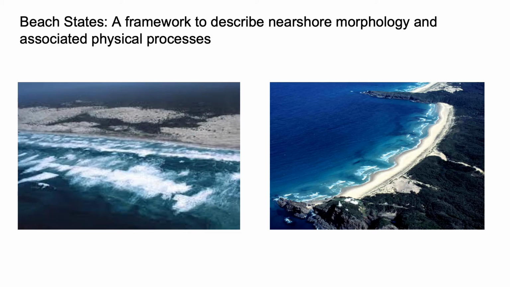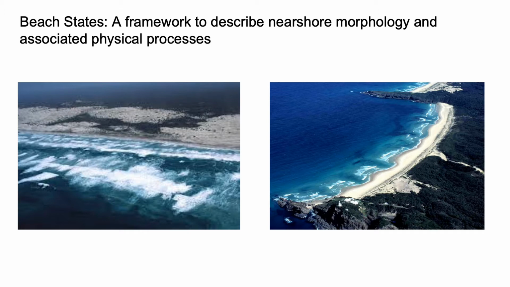So what's a beach state? Beach states are a categorization scheme for nearshore morphology. It's a way to describe the nearshore morphology and associated physical processes. For example, the beach to the left has many lines of sandbars and therefore has a wide surf zone and many breakers. In contrast, the beach to the right has a rhythmic shoreline, breakers closer to shore, and rip currents extending beyond the surf zone.